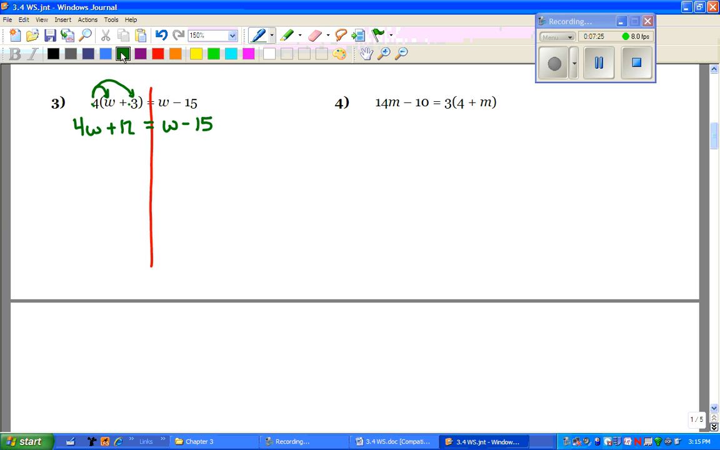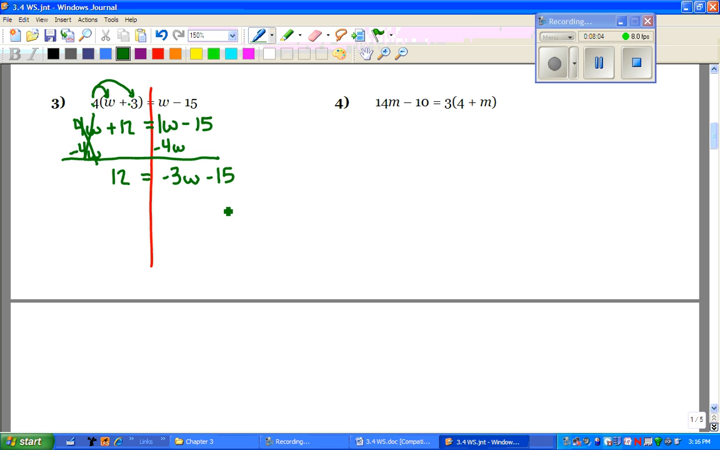Now, we're going to keep working here. We're going to move my w's to one side. So I would take this 1w and move it this way. But some people might want to take this 4w and move it this way. That's fine. Let's try it that way. Minus 4w and minus 4w. The only problem with doing it this way is when we cancel this out, bring my 12 down. On this side, we have 1 minus 4w. We end up with a negative coefficient, which is fine, and you'll see why.